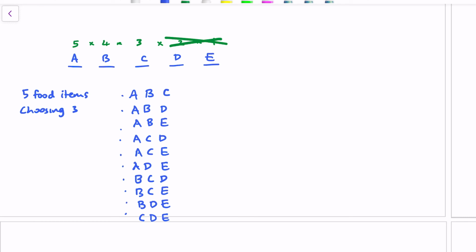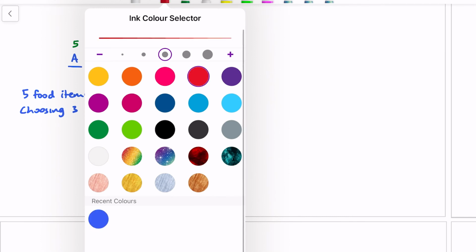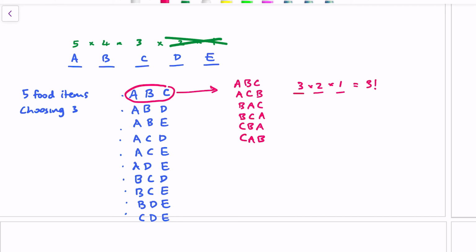Brilliant. Now, you've got to decide, is this a problem where A, B, and C is a different dish to A, C, B, or B, A, C, or B, C, A, or C, B, A, or C, A, B? Because those are the 6 different ways of ordering 3 things. Picking 3 things, 3, 2, and 1, 3 times 2 times 1, 3 factorial. So if you're thinking about making a dish where the fried rice on top is different to the fried rice at the bottom, then you'd want to choose all of these as different combinations.